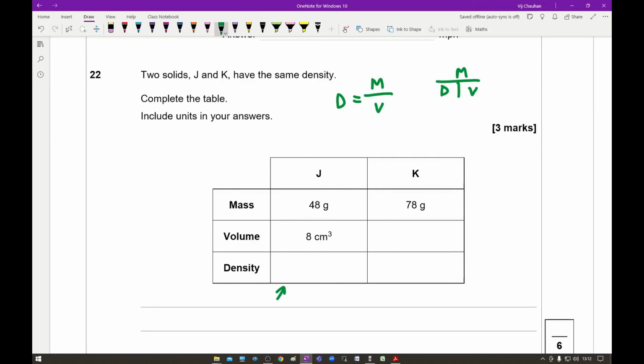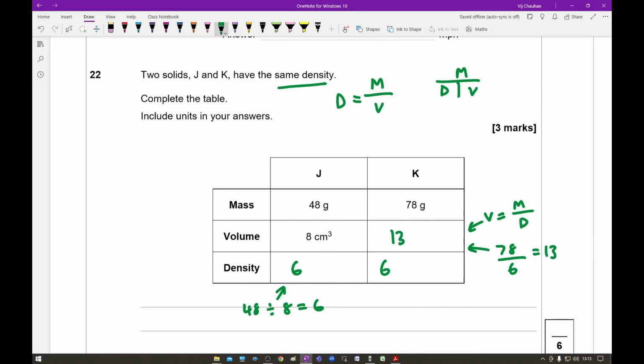So for this value here, it's going to be 48 divided by 8, which gives me an answer of 6. Now it says that the density is the same for J and K, so that's going to be 6. And then to work out the volume, so for this number here, volume equals mass over density. So for this one here, it's going to be 78 divided by 6, which gives me an answer of 13.